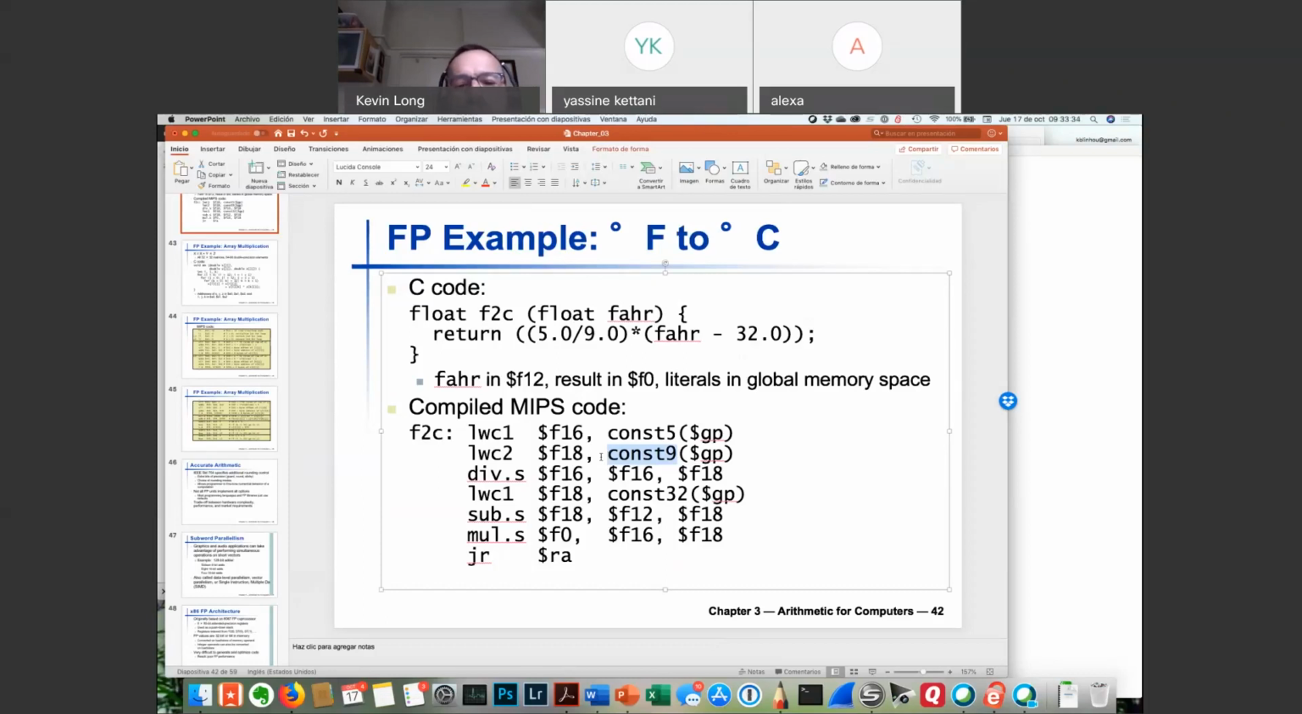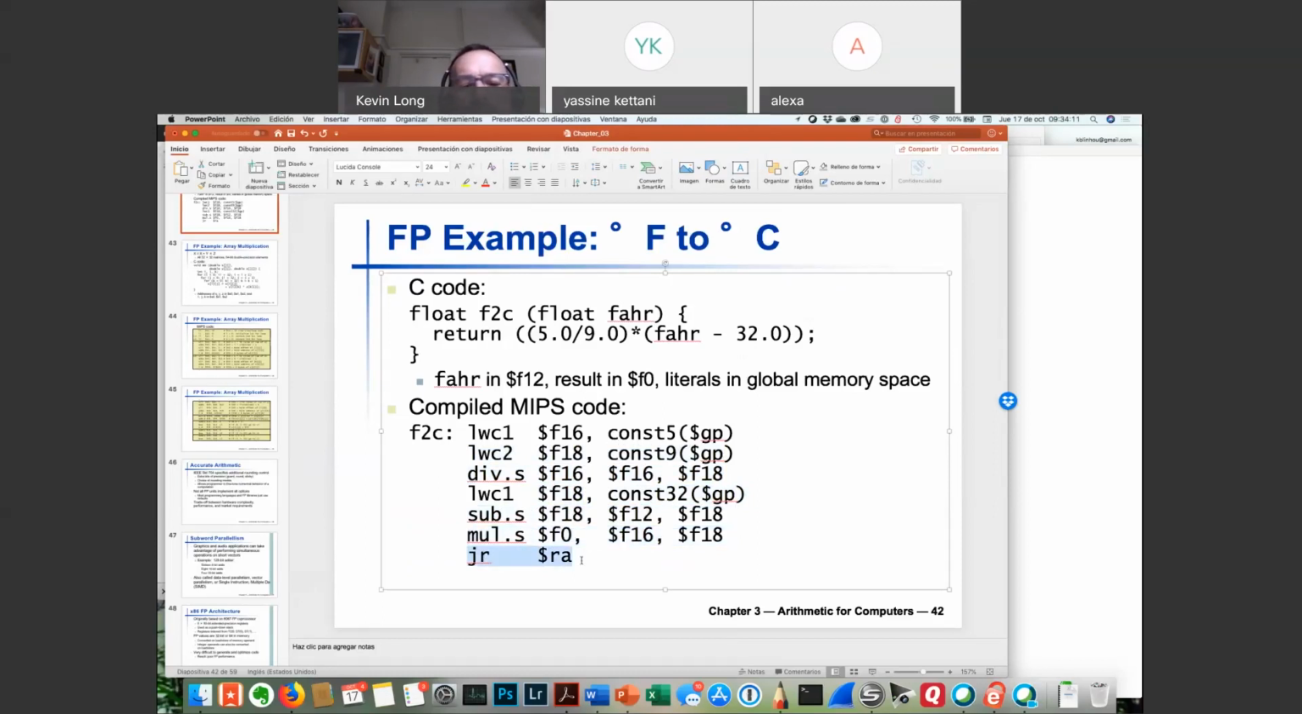So they've pre-stored a bunch of integers in there in floating point format. So I'm going to load those. Then I'm going to do my division between the two things. And I'm going to subtract the 32 floating point number from F18, which was, let me see if I can figure out what they did here. I think they're reusing this twice. I have my doubts about this code, but we're going to continue on. Then I'll subtract that thing from it and then multiply by 5/9, and then jump back to the return address.